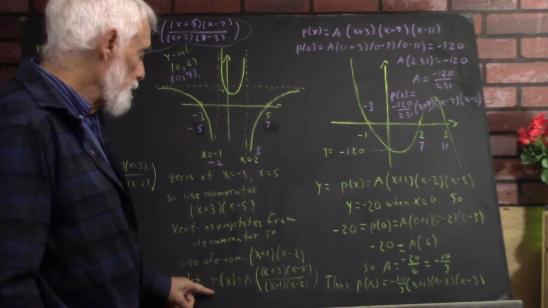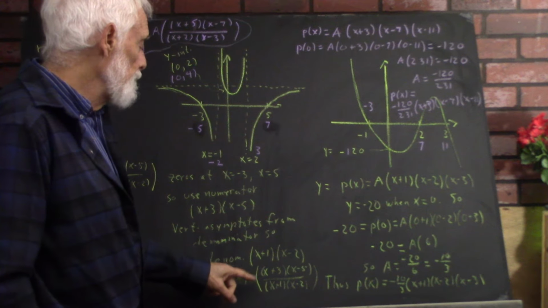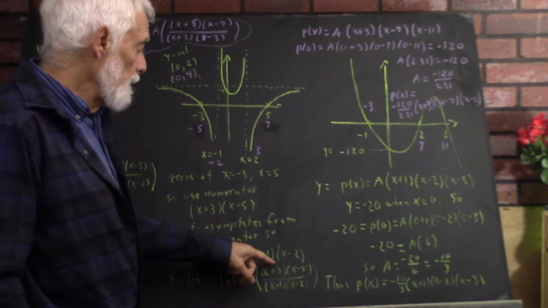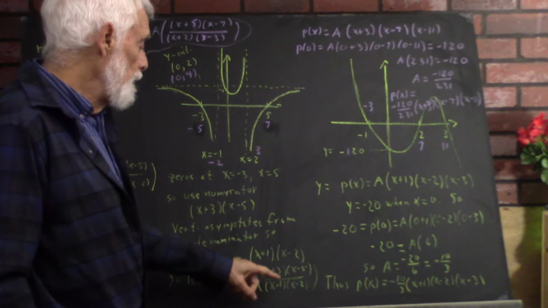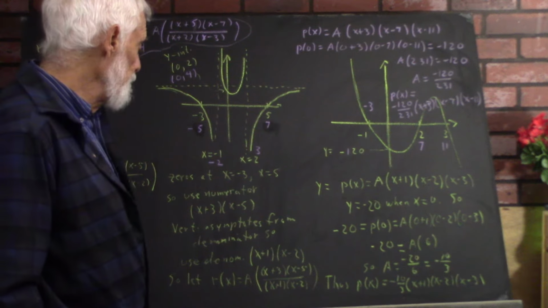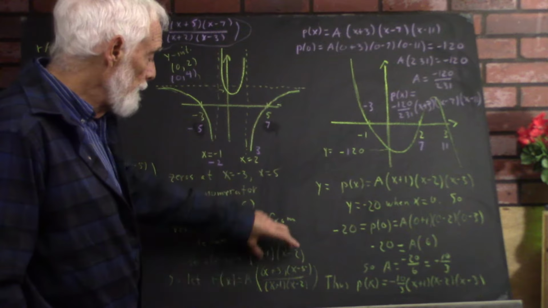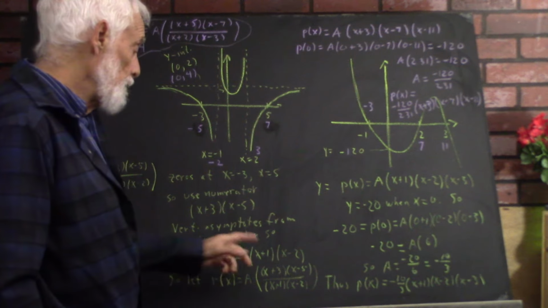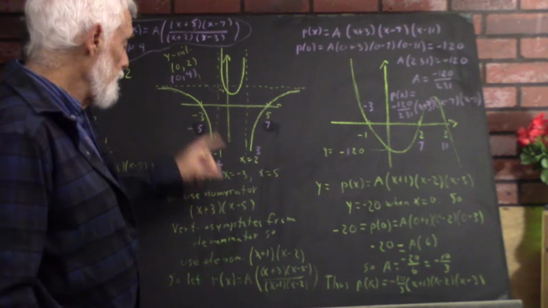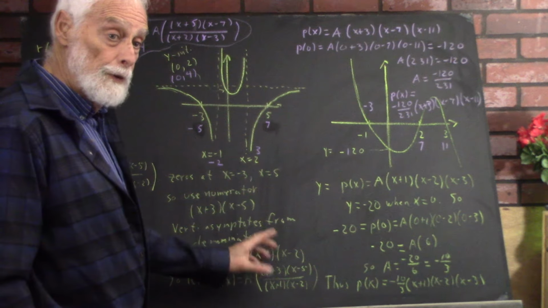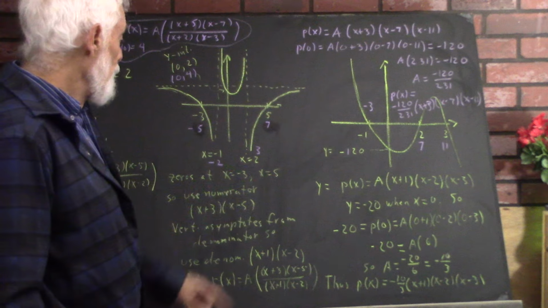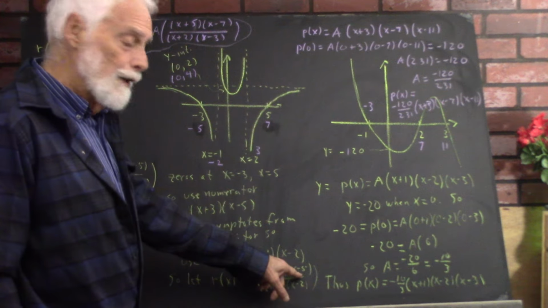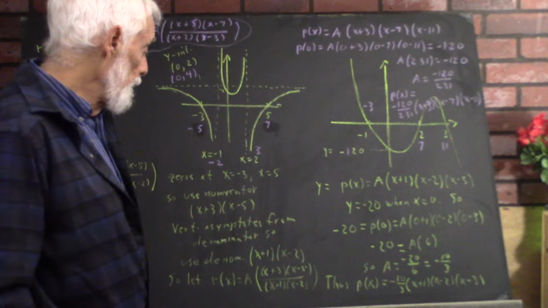This gives us a rational function r of x equals some multiple of x plus 3 times x minus 5 over x plus 1 times x minus 2. This numerator divided by this denominator. Again, just looking at this, if x is equal to -3, your numerator is going to be 0, the whole thing is going to be 0. If x is equal to 5, x minus 5 is going to be 0, makes the whole thing 0.